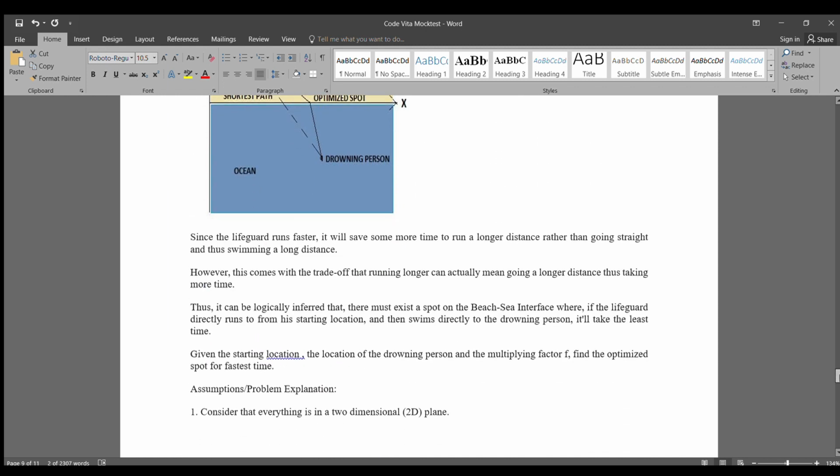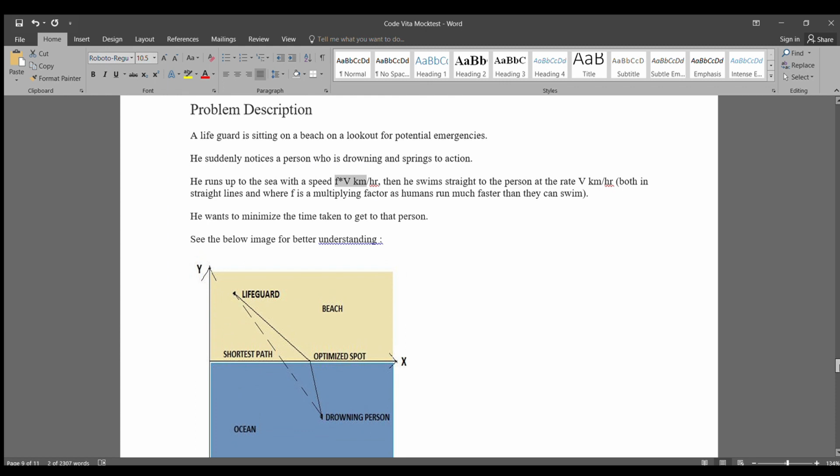Since the lifeguard runs faster, it will save some more time to run a longer distance rather than going on and thus swimming a long distance. Okay, now let's for just once assume that his speed on the beach is f into v and his speed in this water is v. All right, if for once the value of f is equal to 1, then we can assume that the shortest path will be that perpendicular path from lifeguard to the drowning person, the shortest distance that connects both of them, that will be our answer.